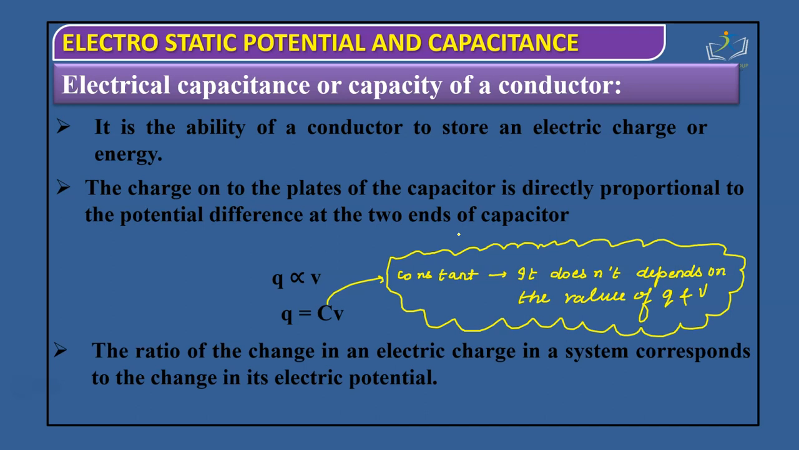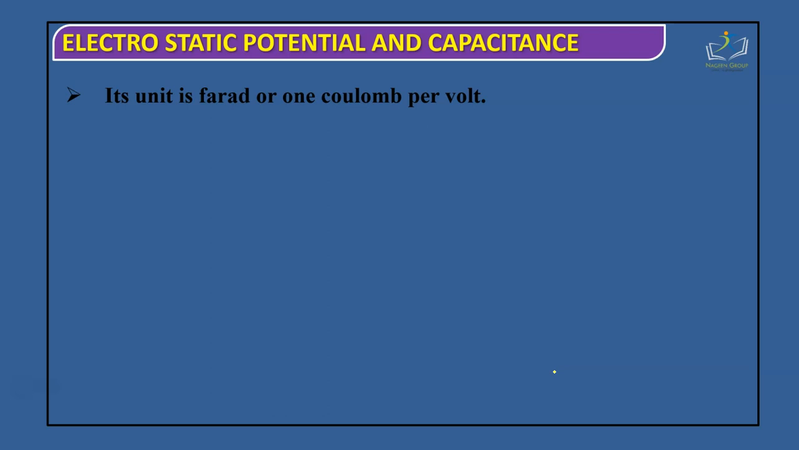The ratio of the charges in an electrical system corresponds to the change in its electrical potential. That means if we take the ratio of charges, that is Q1 by Q2, for the system, it corresponds to the change in the potential, that is V1 by V2. The unit of capacitance is the farad, or 1 coulomb per volt.